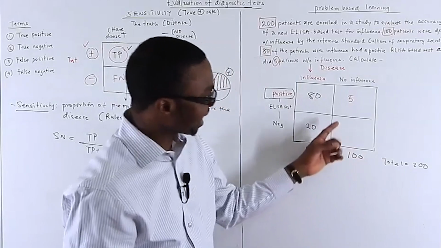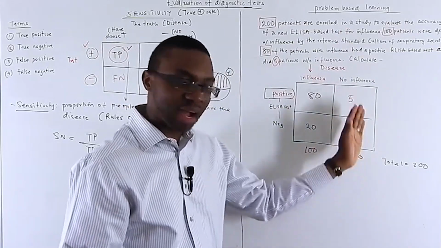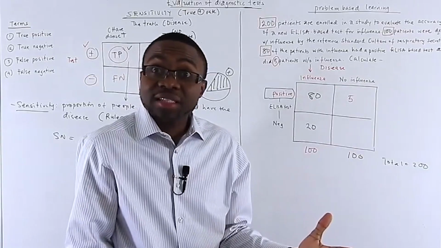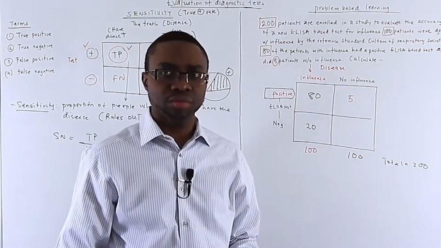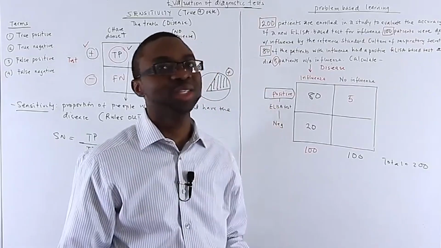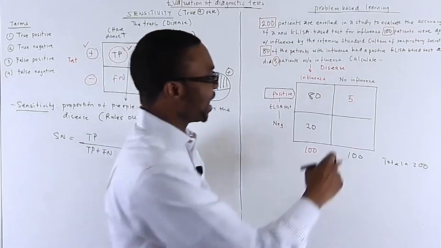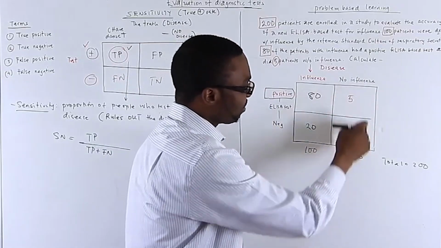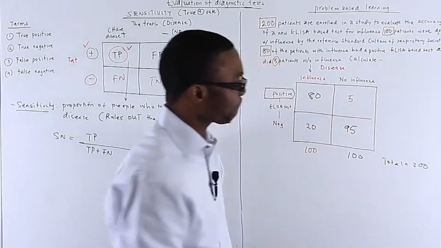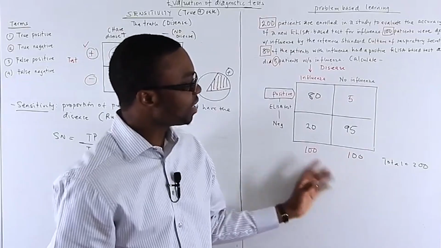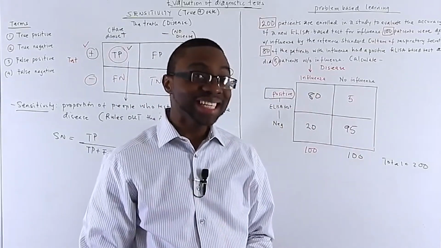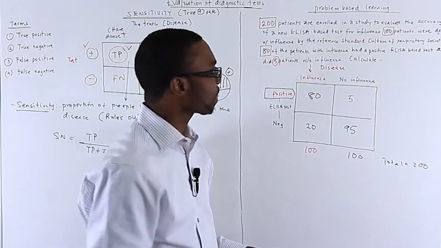Which means now, in the no disease column, 5 people tested positive for the disease, but they don't have influenza. It's like telling somebody, you got the flu. And they're like, the doc told me I got the flu. But guess what? You don't have the flu. All right? So 100 minus 5 will be 95. So now as you can see, we've filled out our 2 by 2 table. Now it becomes a very easy question.